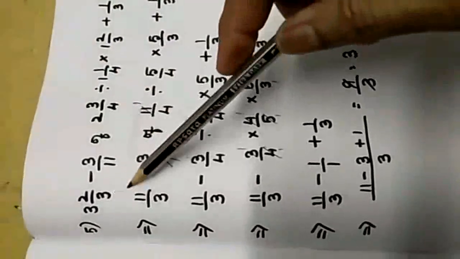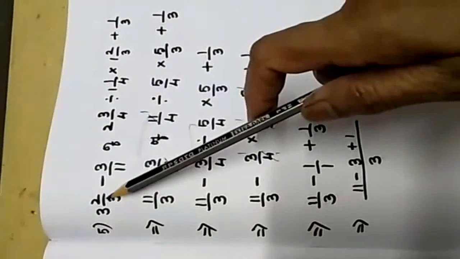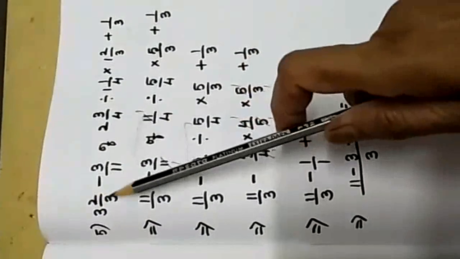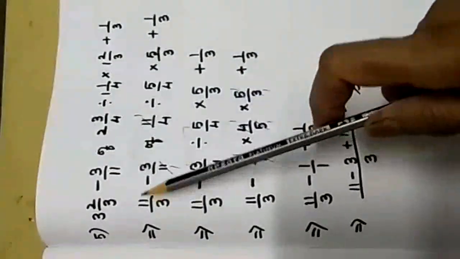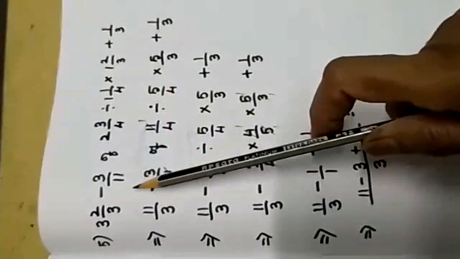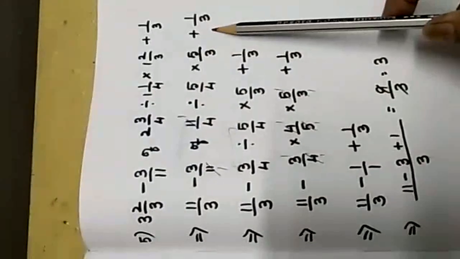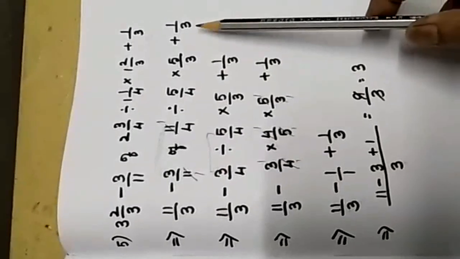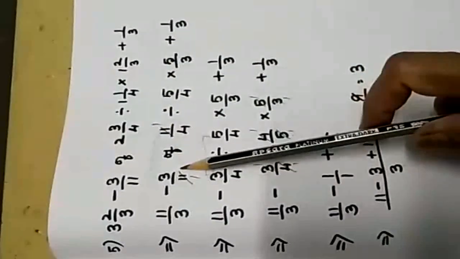Now we are doing question number 5. In question number 5, see the question. Now this mixed fraction we will change into an improper fraction. First change this mixed fraction into an improper fraction. After changing, you will apply the BODMAS method.